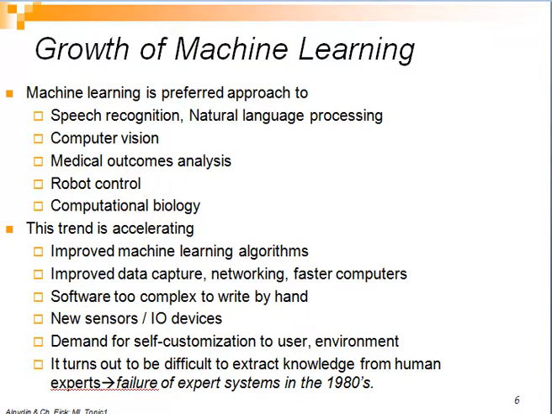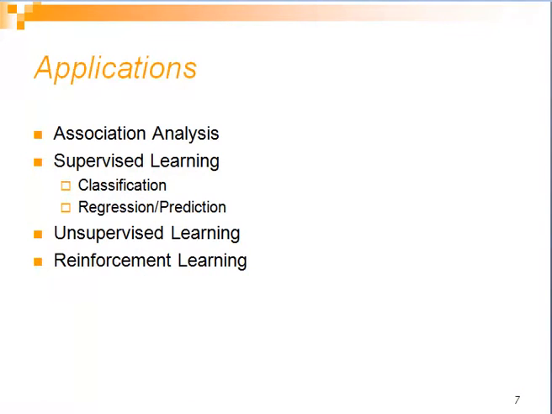Improve machine learning algorithms by creating new algorithms, new dependencies, improved data structures, networking, fast computer analysis. Software is too complex to write by hand, definitely, so we need to automate this using new sensors and IO devices, and the demand for self-customization to users and environment. It turned out to be difficult to extract knowledge from human experts, the failure of expert knowledge in the 1980s. So day by day, these things keep on learning. So it's basically a good thing.